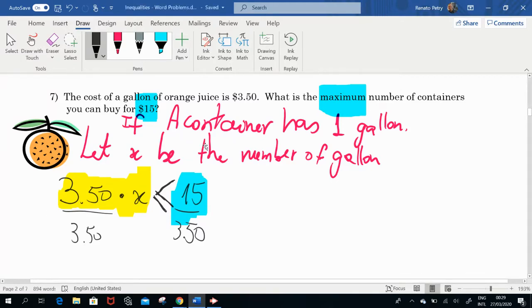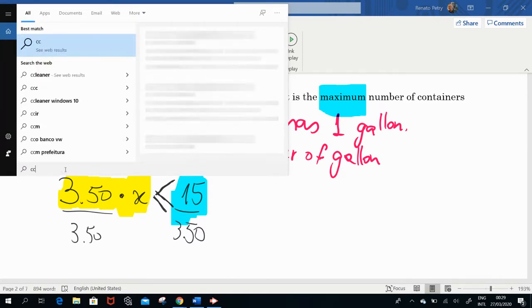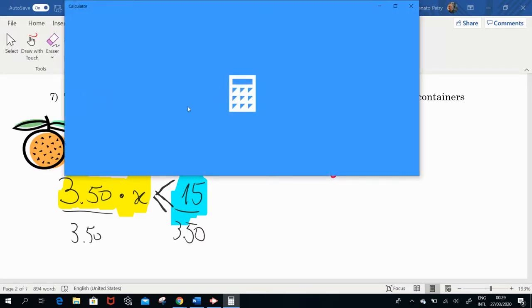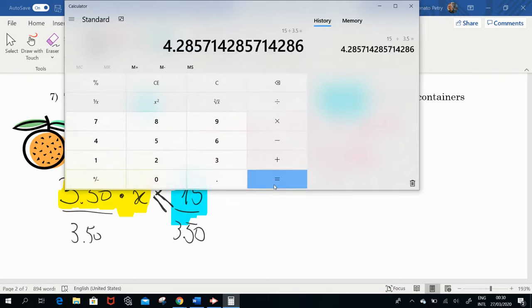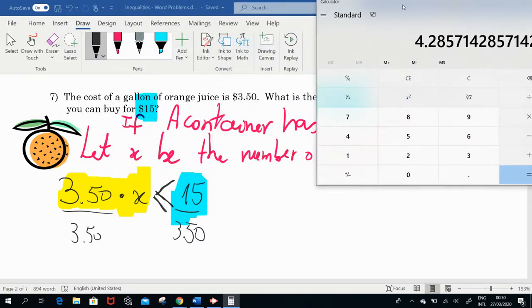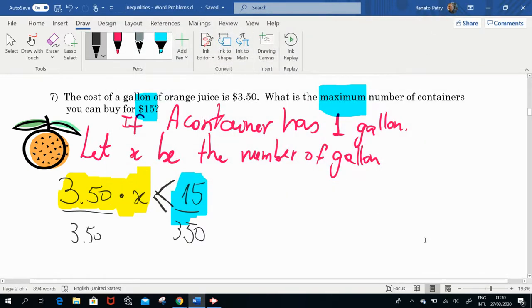If you don't have a calculator, you can use the one on your computer. So 15 divided by 3.5. My calculator is taking forever. 15 divided by 3.50 gives me a really odd answer, 4.285. I'm going to put 4.3, rounding. So x is less or equal than 4.3.